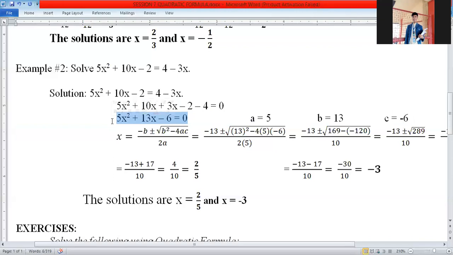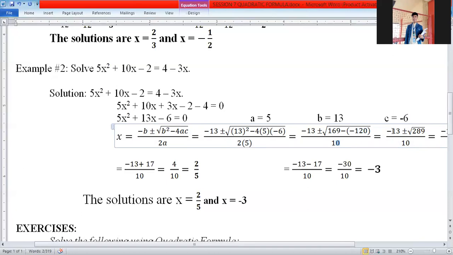Now, let us use the formula to substitute the values of a, which is 5, b, positive 13, and c, negative 6. So x is equal to negative b plus minus the square root of b squared minus 4ac over 2a. The value of b is positive 13. So negative 13 plus minus the square root of b squared, which is 13 raised to the second power, minus 4 times the value of a, which is 5, times the value of c, which is negative 6, over 2 times the value of a, which is 5. So simplify the equation. 13 raised to the second power is 169. Then 4 times 5, that is 20, times negative 6, that is negative 120. Then 2 times 5 is 10.